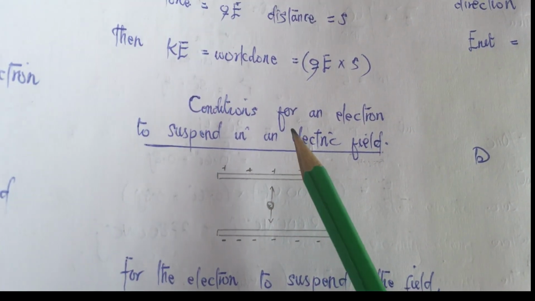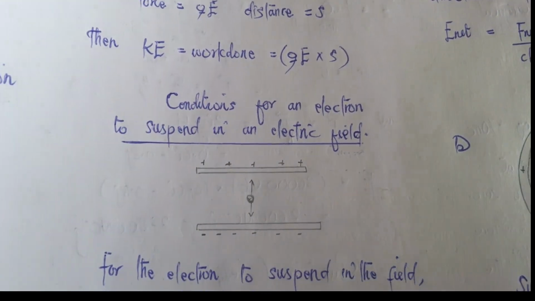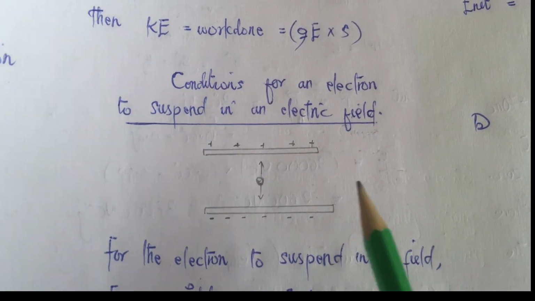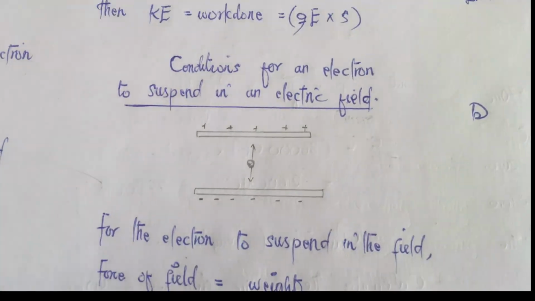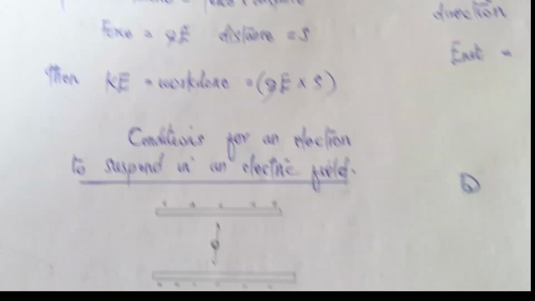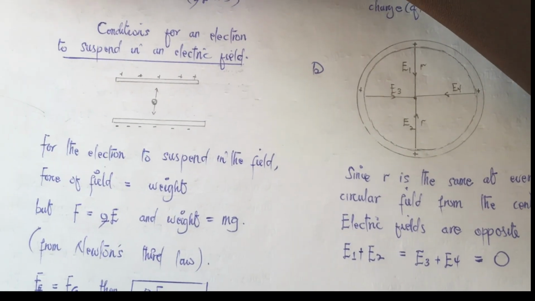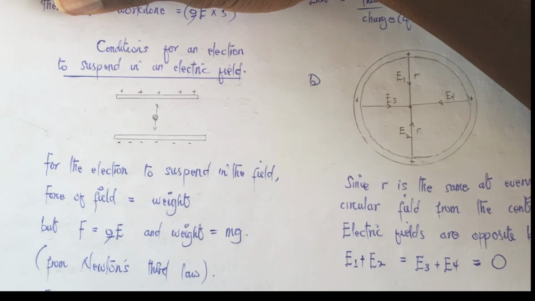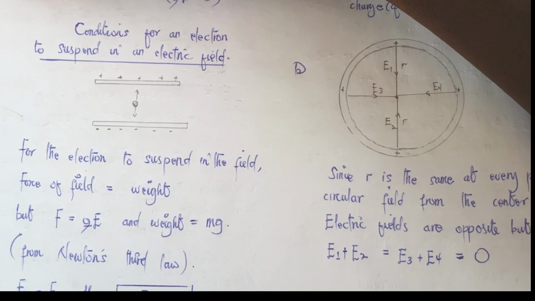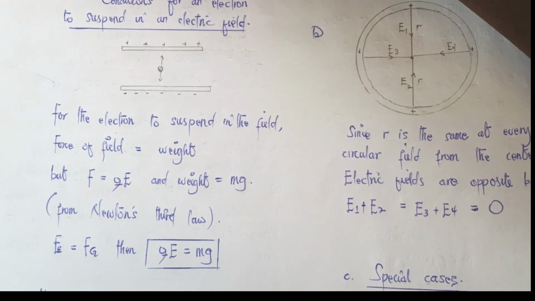Okay, so now let's consider a condition for an electron to suspend in the electric field. Using the same electric field, let's consider a situation where we want the electron to suspend in the electric field. Sorry, the wind is blowing the paper away. So let's consider this one for instance. If you want something to suspend in the air, then the force that is holding it should be directly equal to the weight for the thing to suspend. And the weight we are talking about here is the gravity.